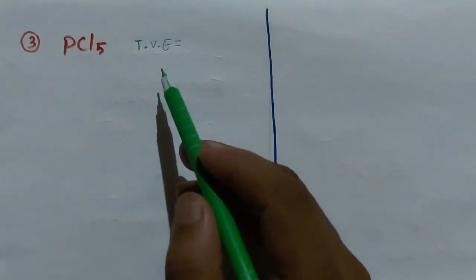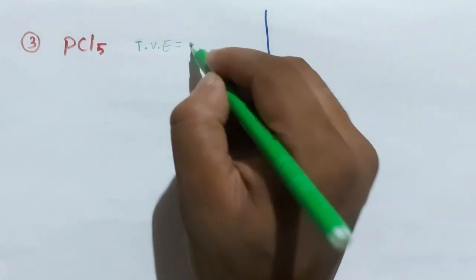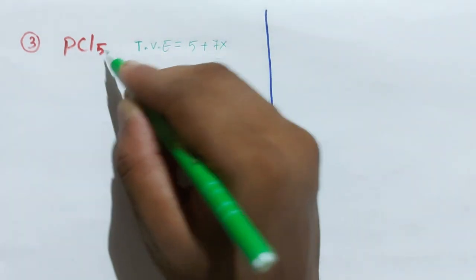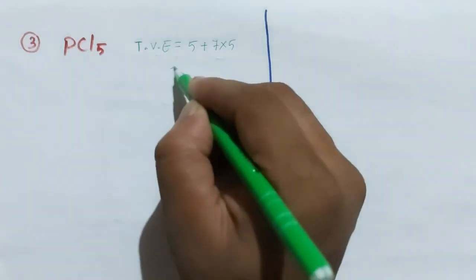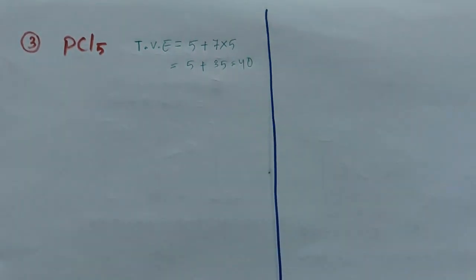So the first step is to calculate the total valence electrons. The total valence electrons: phosphorus has 5 plus chlorine has 7, and there are 5 chlorine atoms, so 7 into 5. 5 plus 35, that is equal to 40.